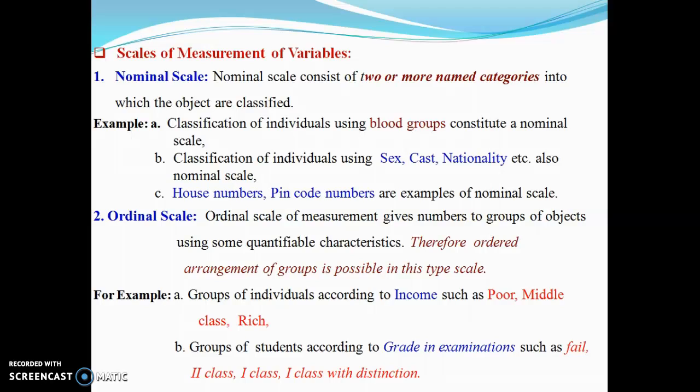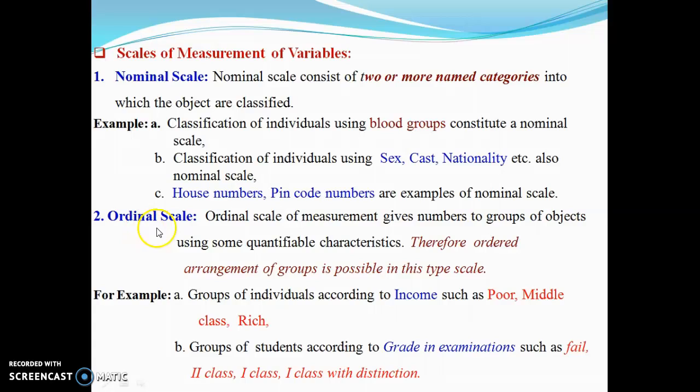Classification of individuals using sex, caste, nationality are also nominal scale, whereas another important example of a nominal scale: house numbers, survey number, pin code in a particular district are also examples of nominal scales.